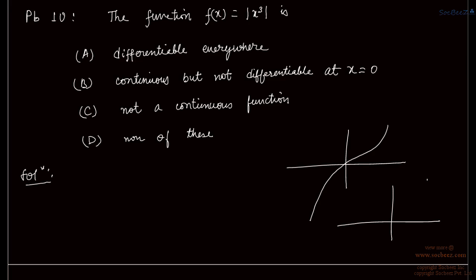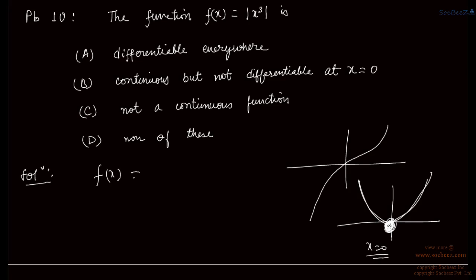So |x³| can be something like this. Let us check the candidate point now. The candidate is x equal to 0, because at this point the curve changes. So we have to check whether it is continuous and differentiable at x equal to 0. From the graph it is clearly visible that the function is continuous. Now we have to check the differentiability of the function.